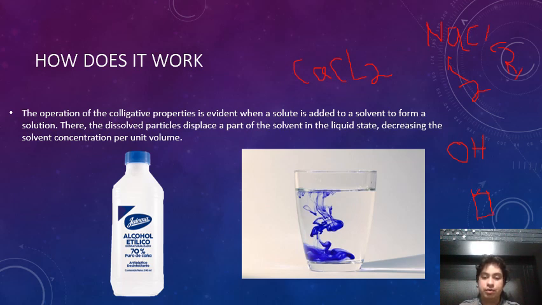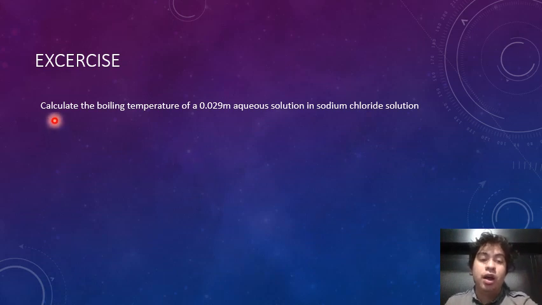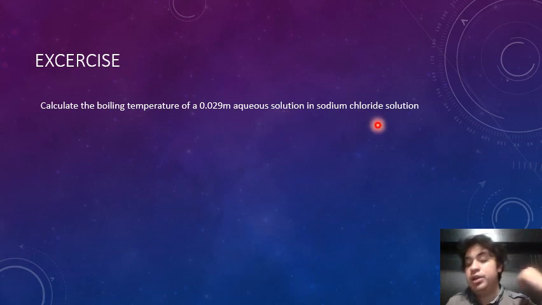Okay, and now I'm going to present a simple example about that. To finish the presentation, we are going to do a simple exercise. What does it say? Calculate the boiling temperature of a 0.029 molar aqueous sodium chloride solution.